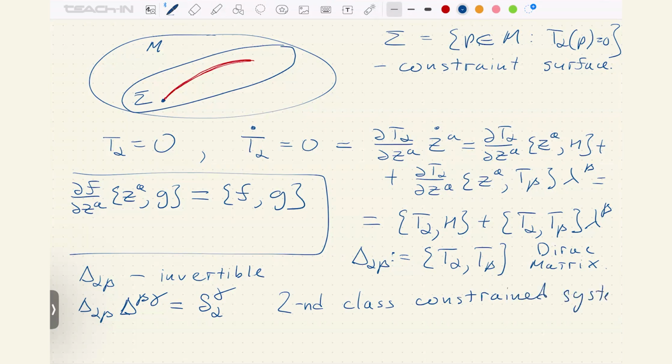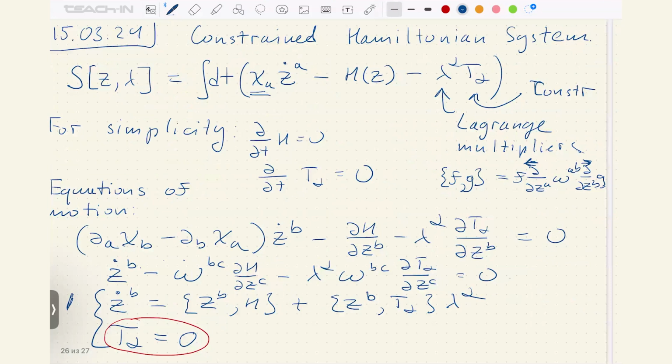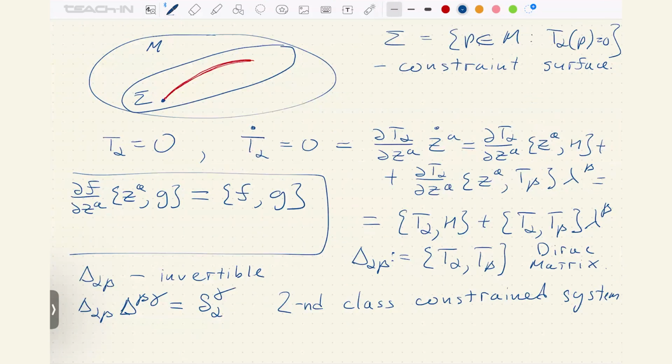This terminology was introduced by Dirac, who studied the dynamics and quantization of systems more general than usual Hamiltonian systems. Okay, so this is the definition of a second class constraint system. So the action has the following form, and this matrix, the Dirac matrix determined by constraints, is invertible. By definition, this is a second class constraint system.